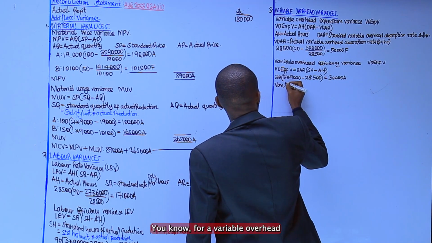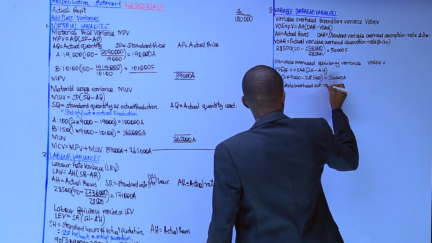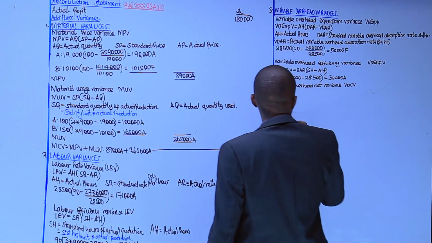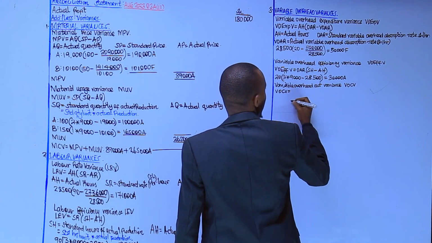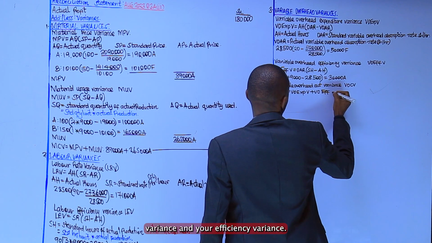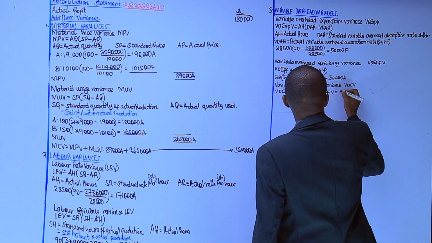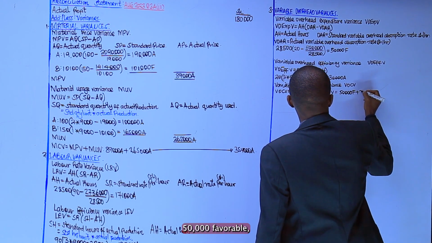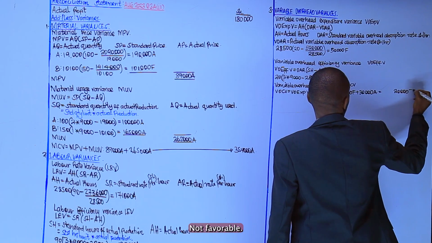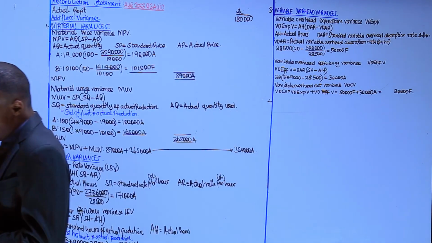Therefore, your variable overhead cost variance is the summation of your expenditure variance and your efficiency variance. $50,000 favorable plus 30,000 adverse will give you 20,000 favorable. Number 4.